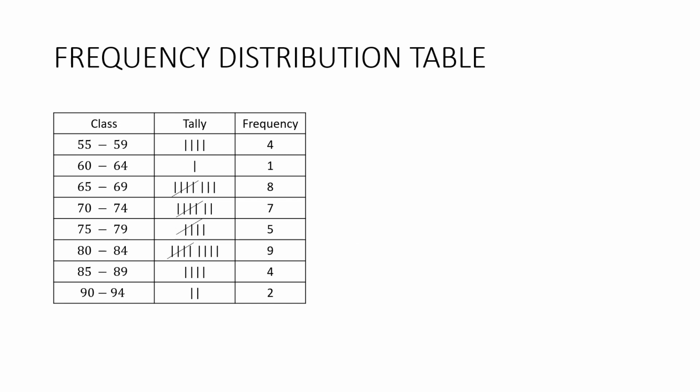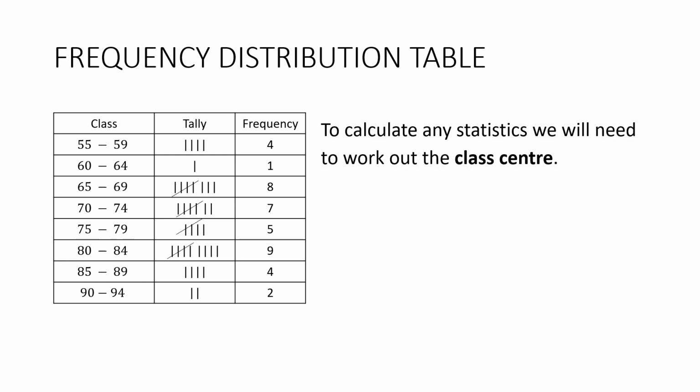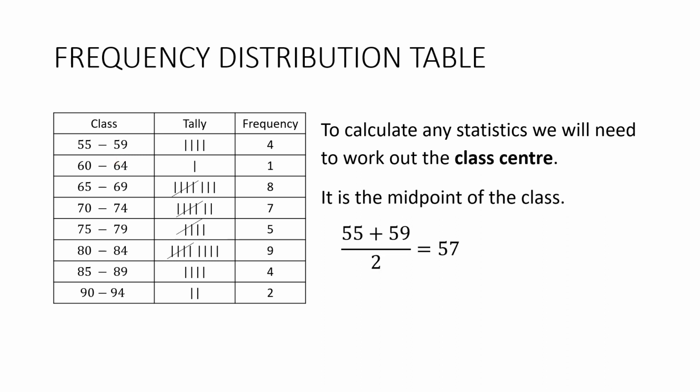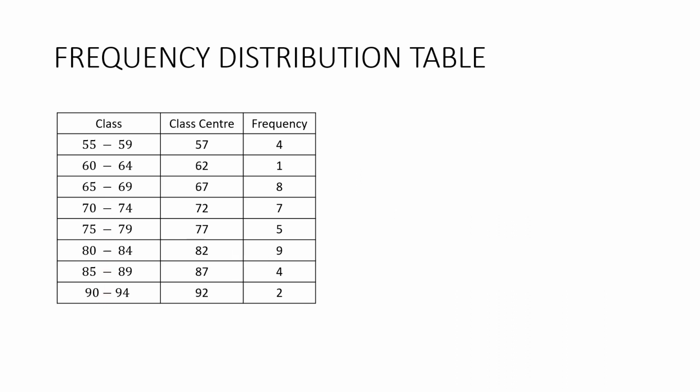And instead of having 35 rows that go from 57 up to 92, we now only have 8. It's far more manageable. But if we want to calculate any statistics, we're going to need to work out the class center. And that's just simply the average. We're going to do 55 plus 59 divided by 2, which is 57. You can actually see that really easily as well. So there's our class centers, which we will use in a couple of lessons' time to work out our statistics.